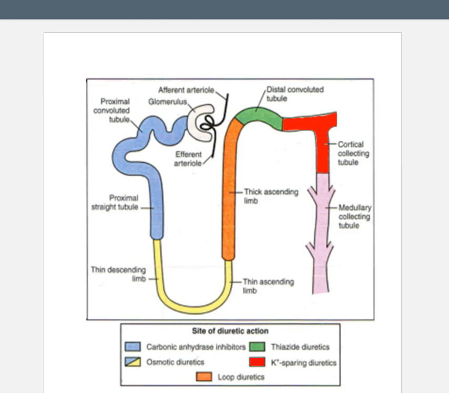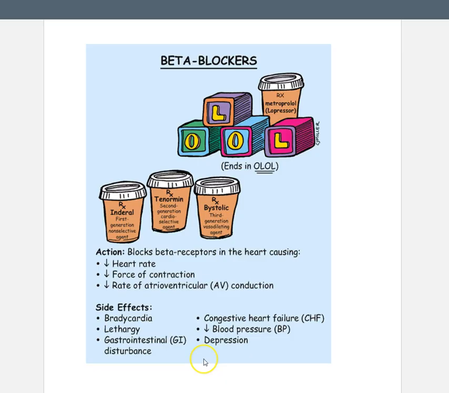So, this is just showing you on this PowerPoint slide where the loop of Henle is, and where the effects of Lasix take place. Okay, so I will move on.